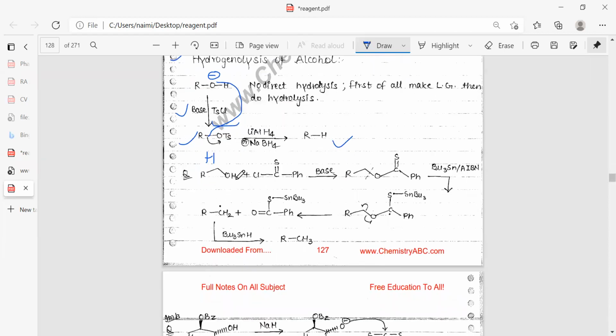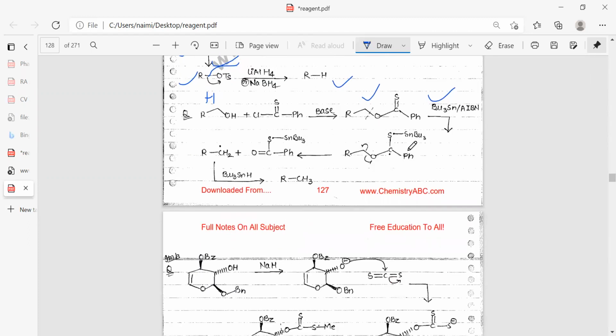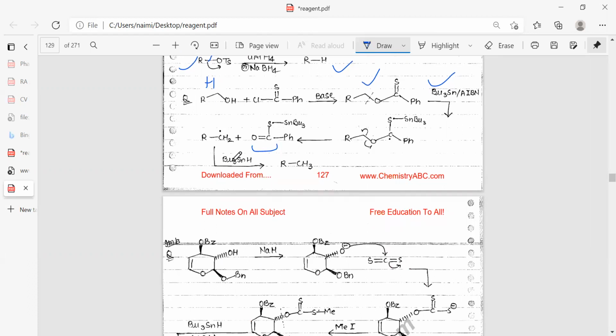Similarly, you can see ROS, this is the primary alcohol, and O minus will attack on this. Chlorine will be released, forming this one, and after addition of butyl tin hydride, what takes place? A free radical mechanism takes place, forming the RCS2 free radical here, and O forms the carbonyl group. So after addition of butyl tin hydride, it forms the RCS3.